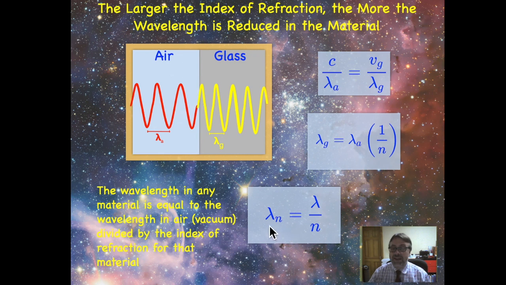The wavelength in any material is equal to the wavelength in vacuum, or air, since air doesn't affect the properties of light very much, divided by the index of refraction of that material. That means if I know what the wavelength is in air and I know the index of refraction for the material, I can tell you what the wavelength of the light is inside that material. And that's a handy thing to know.